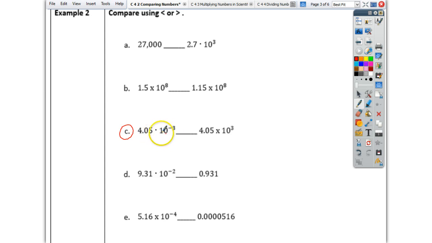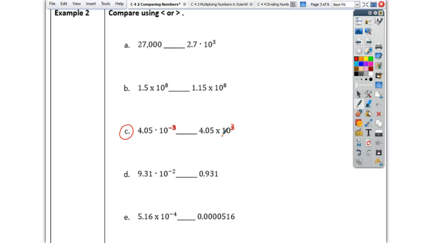If we change this one into standard form, oh wait a minute, I'm in the wrong one. My bad, sorry. Here, all we have to do is look at the exponents on this one. I was on letter D. This one has a -3, this one has a +3. They're both in scientific notation. I don't need to do anything for that.